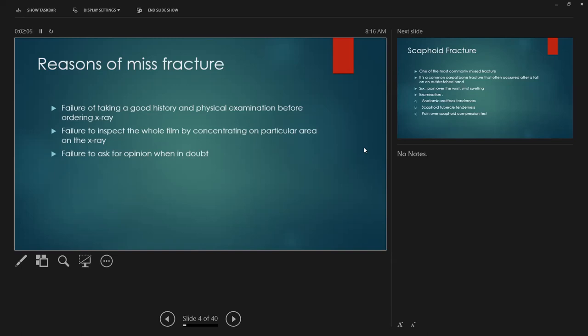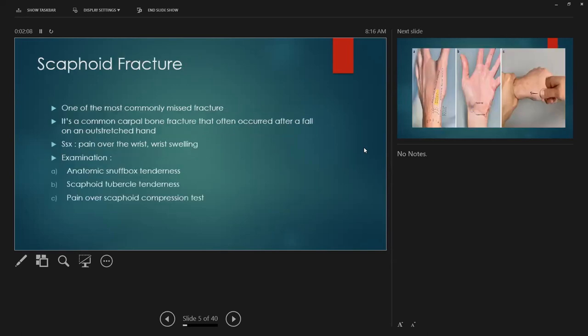The first fracture that we're going to discuss today is scaphoid fracture. Scaphoid fracture is actually one of the most commonly missed fractures. It is a common carpal bone fracture that often occurs after a fall on an outstretched hand. Patients will develop symptoms like pain over the wrist or wrist swelling. There are three examinations we can perform to identify whether there's any scaphoid fracture.